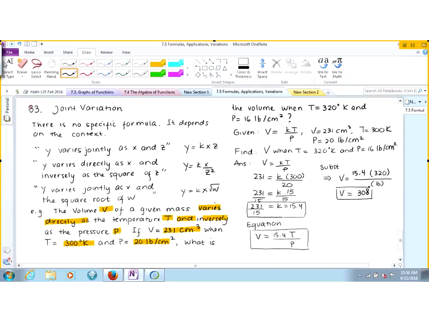And what is the unit? So the volume is 308 centimeter. Centimeter what? Cube. Yes, volume is cubed.